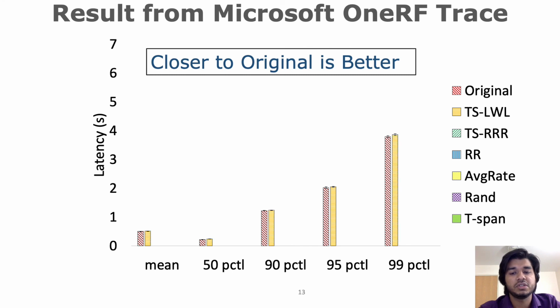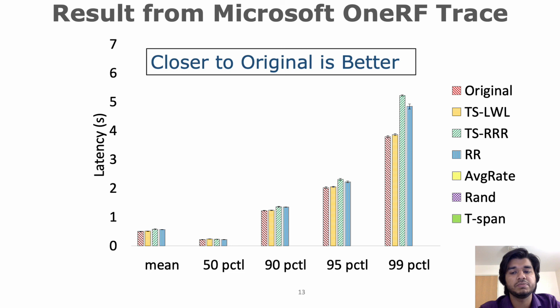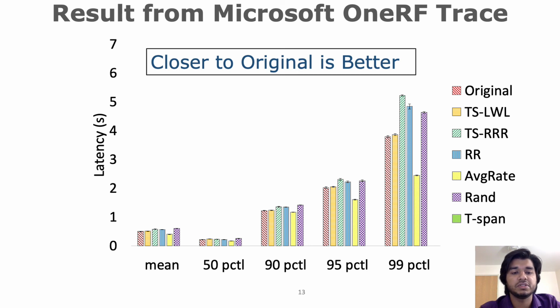As you can see from the plot, TSLWL matches the performance of the original trace very closely, even in the tail. TSRRR and RR do not do as well compared to TSLWL due to not considering the job size information. The poor result of average rate scaling comes from failing to capture the short-term bursts due to poor choice of time interval. The performance of random sampling is also bad for not considering any of the properties while downscaling. Finally, the degraded performance of time-span scaling, or T-span, comes from the downscaled system being overloaded for a longer period than the original, something we touched upon earlier.